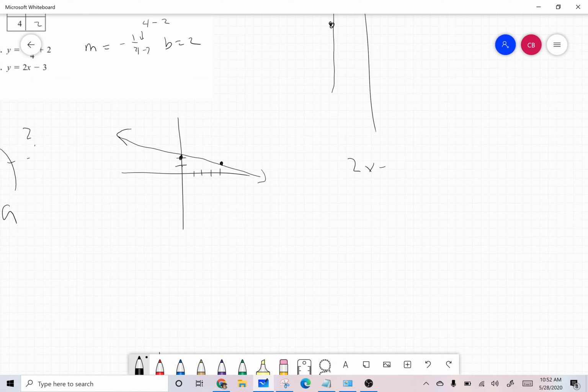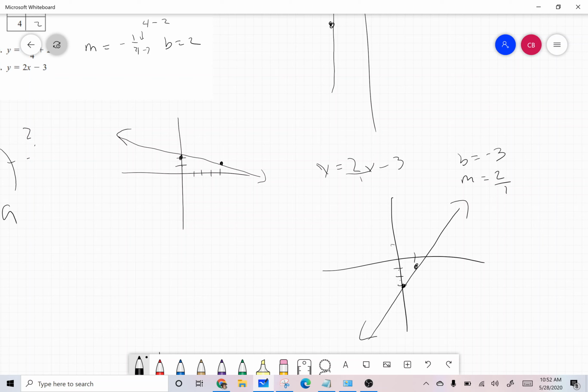And then 2x minus 3, we have y is equal to that. The only way, obviously, to use this, remember, it has to be y solved for, and it has to be just positive y. It can't be negative. We have b is negative 3, and m is 2 over 1. And so whenever you have an integer here, it's always over 1 because 2 divided by 1 is still 2. So if we go negative 3, there's a point. We go up 2, 1, 2 over 1. We can draw our line. If you wanted to get another point in, you could go up 2 over 1 again, and you'd have another point, and so on and so forth.